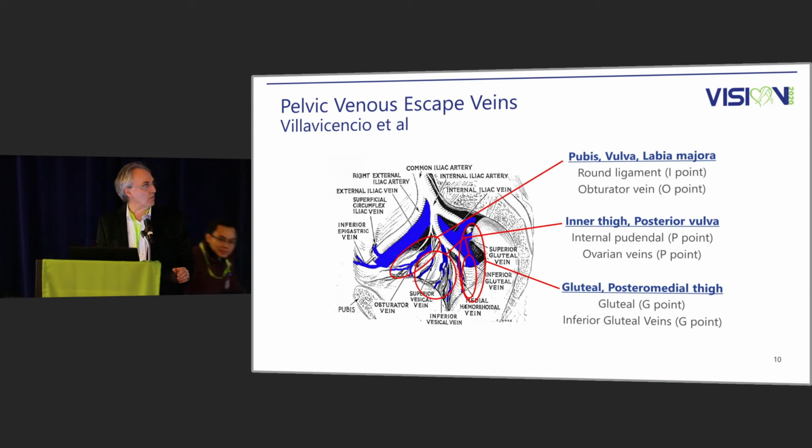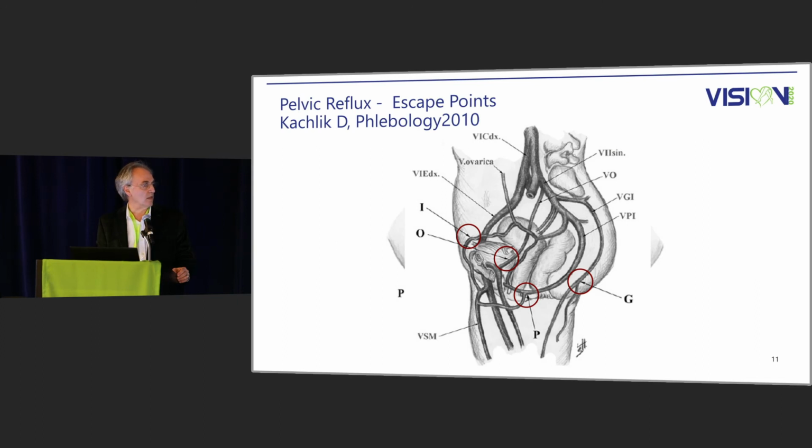So I showed this graph earlier on, just to show you where the obstruction in the pelvis could be from the internal iliacs. I'm not going to go over that again because we already discussed it earlier today. This is again the I points and the O points. And this is just showing you the connections of the pelvis to the lower extremity.